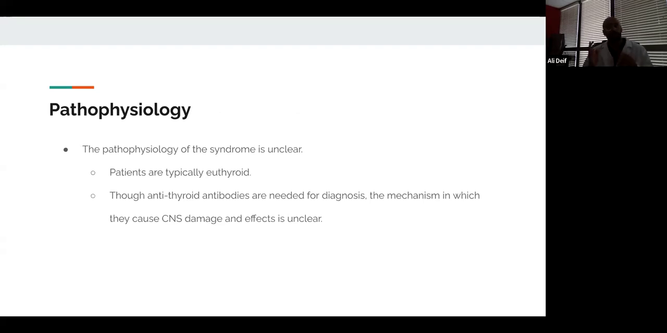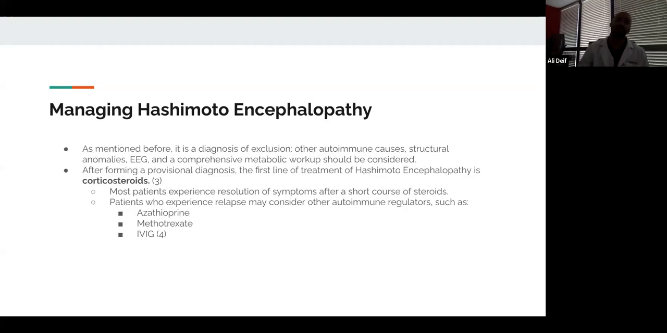So what is the pathophysiology? The answer is we don't know the pathophysiology. Patients are typically euthyroid, and though antithyroid antibodies are typically common, we don't necessarily see a direct link between how they cause central nervous system damage. So all we can really do is identify the clinical syndrome that patients present with, but we're still unsure how exactly the damage occurs and why it's occurring.